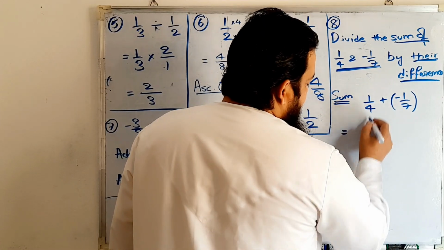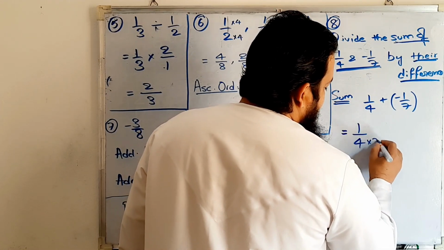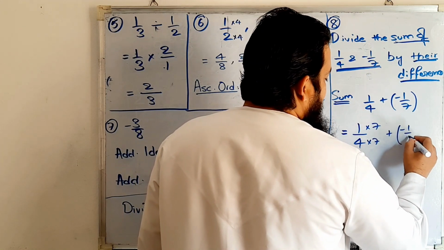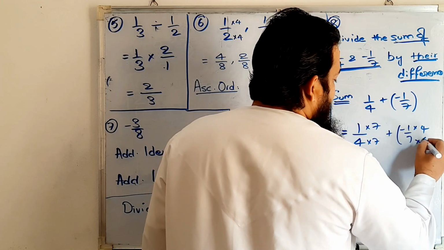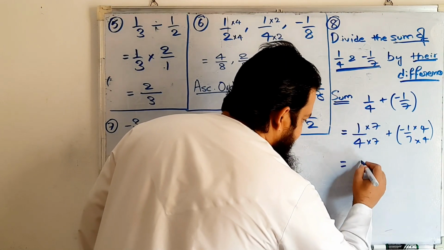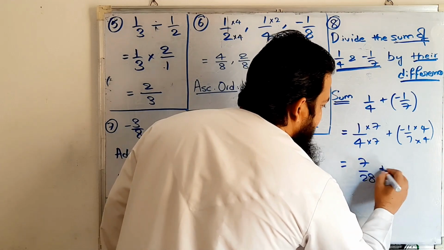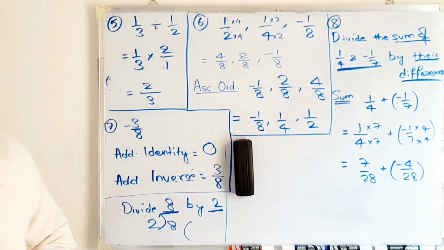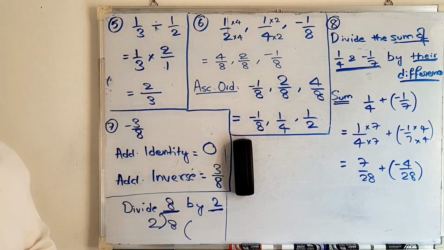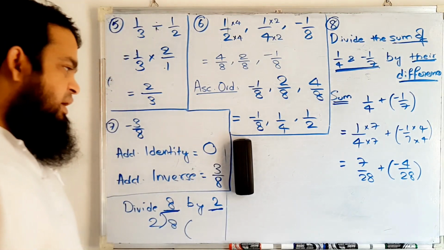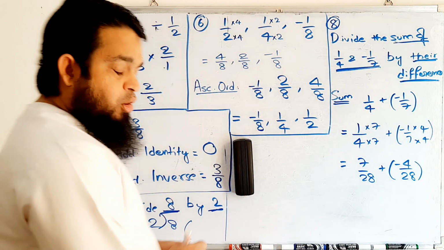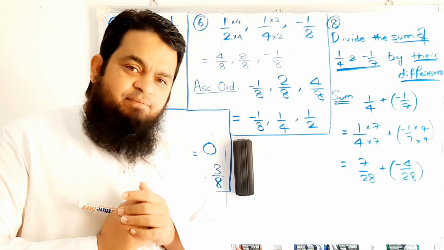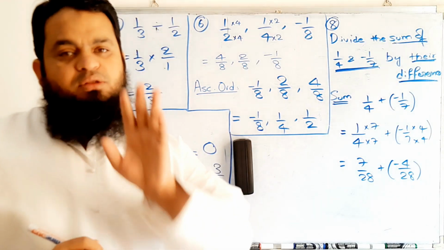So now 7 fours 28, right? Let us change the denominators by multiplying the first one by the second denominator, 1 by 4 times 7, and minus 1 by 7 times 4. So now it becomes 7 by 28 plus minus 4 by 28. Here you have like fractions, so you can easily add the numerators. Add the numerators, 7 plus minus 4. We have already studied adding one positive and one negative: we have to subtract. 7 minus 4, 3 is the answer.